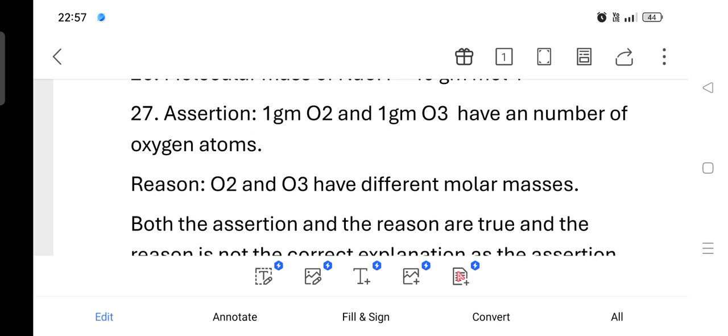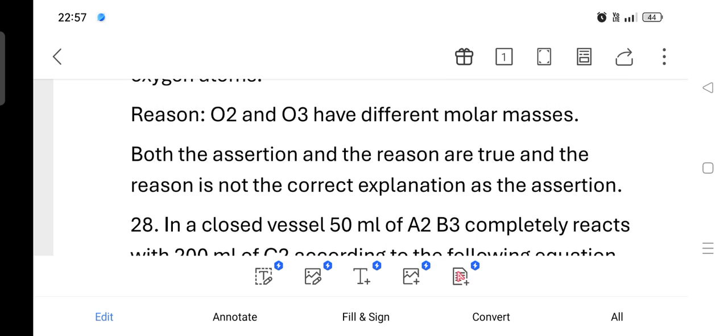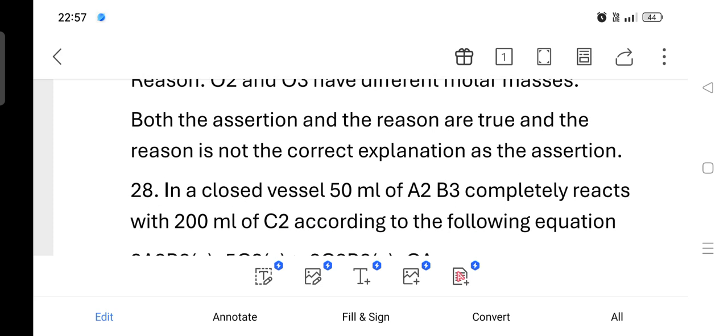Assertion: 1 gram O2 and 1 gram O3 have the same number of oxygen atoms. Reason: O2 and O3 have different molar masses. Both assertion and reason are true, and the reason is not a correct explanation of the assertion.